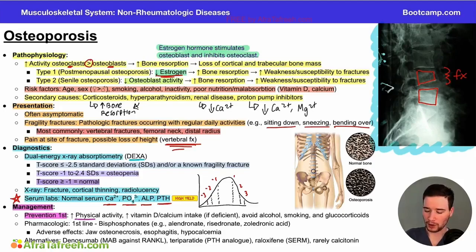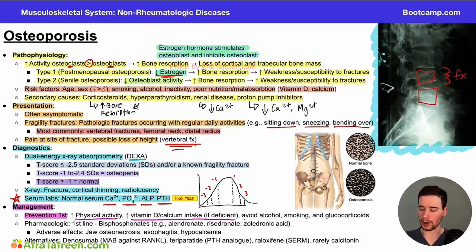You can increase physical activity because there's this idea that putting stress on the bones is actually impactful. There's this thing called Wolff's Law where the bones are going to remodel to the stress that's put on them. So daily activity like exercising, going for walks, weight training can actually strengthen the bones over time and decrease a patient's risk for developing osteoporosis. Additionally, increasing vitamin D and calcium intake if a patient is deficient can be useful as well because we know a deficiency in these molecules can affect bone health overall.